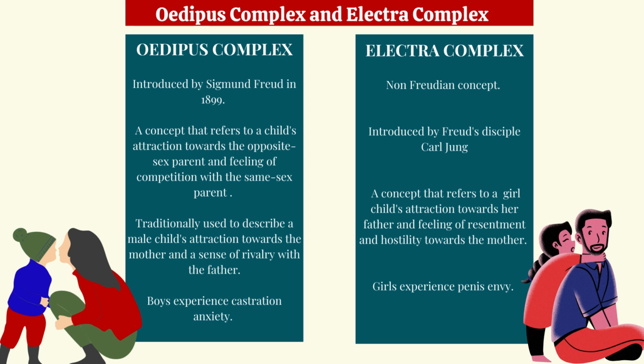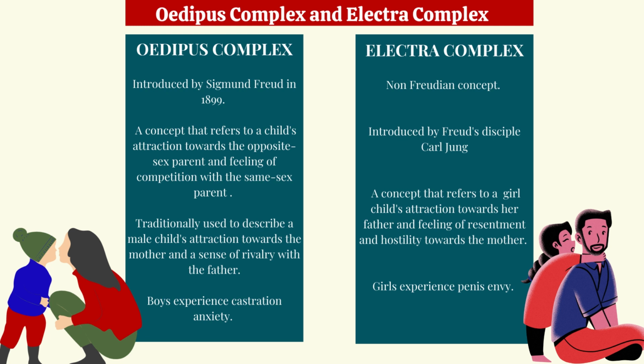Likewise, you have the Electra complex, the female counterpart. That term was not a Freudian concept; it was introduced by Freud's disciple Carl Jung, and it refers to the opposite, that is, a girl child's attraction towards her opposite sex parent, that is her father, and a sense of rivalry and resentment towards the same sex parent, that is her mother.